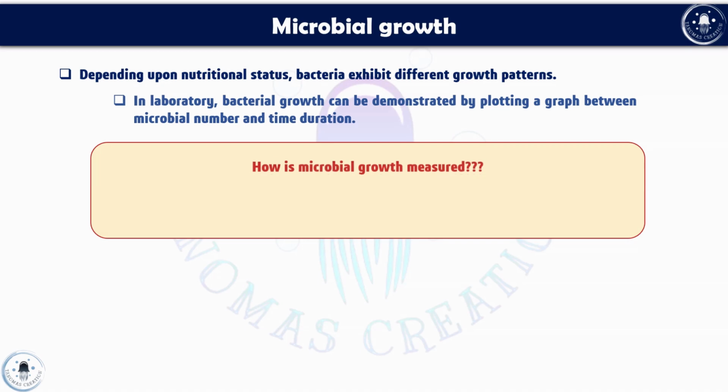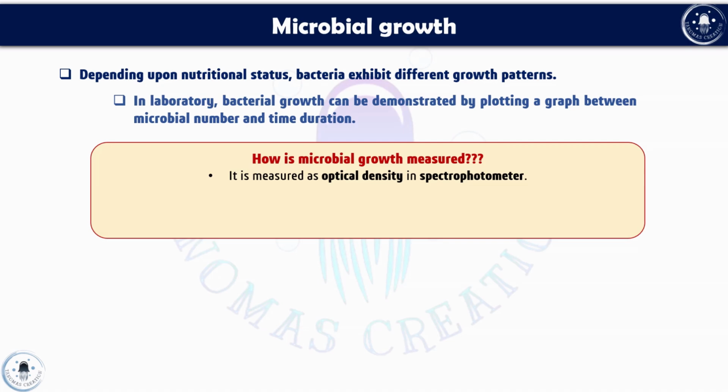Now, how is microbial growth measured? Okay, so it is measured as optical density in a spectrophotometer. Now, optical density is also sometimes referred to as absorbance. Okay, so this microbial growth results in turbidity, which is an index of bacterial growth.